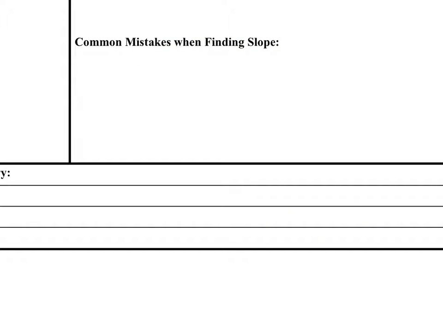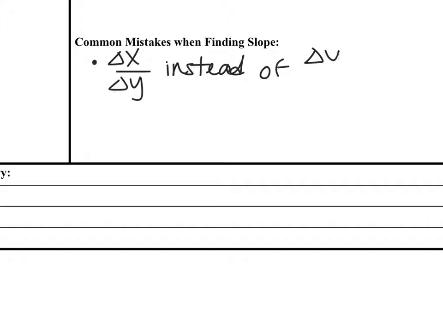Three main things. The first is that students do change in x over change in y instead of, what should they say? Y over x. Ugh, this drives me crazy. It makes me want to cry. Don't do that to me, please. So that's the first one. Please don't make that mistake. If you do, I'll forgive you. But I might be a little salty about it.